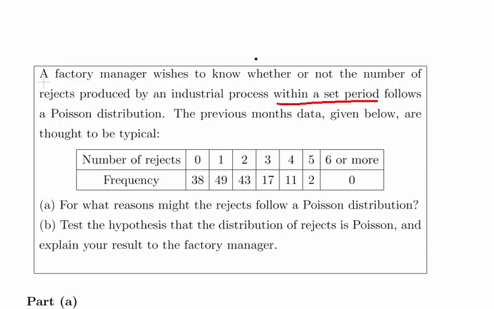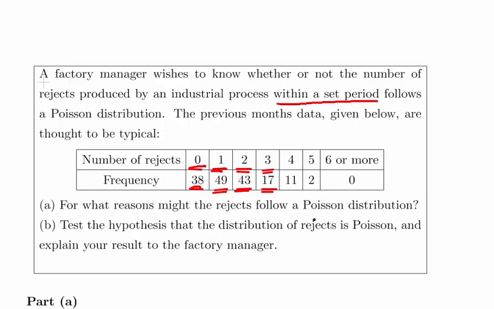Okay, so the previous month's data given below are thought to be typical. So this is the number of rejects and the number of shifts where that number of rejects occurred. Okay, so for example, there were 38 shifts where there were 0 rejects, or there were 49 shifts where there was 1 reject, 43 shifts where there were 2 rejects in each shift, and so on, 17, 3, and so on.